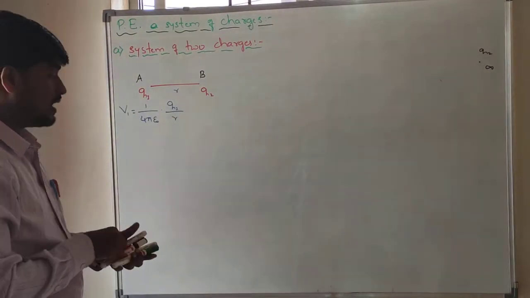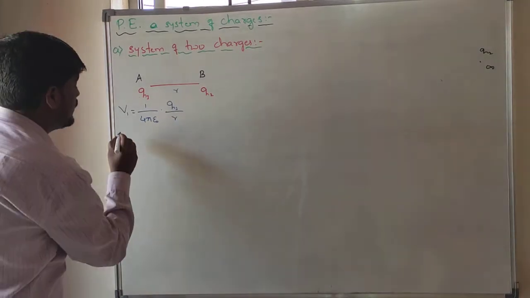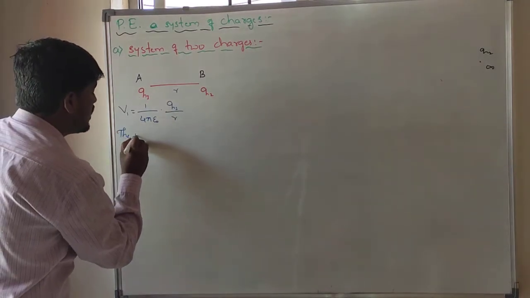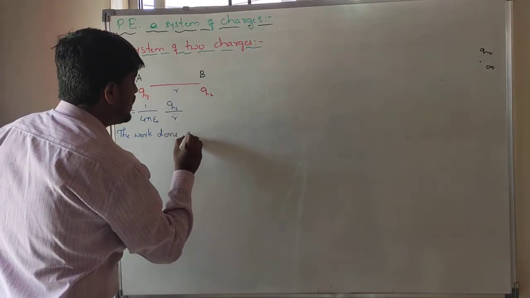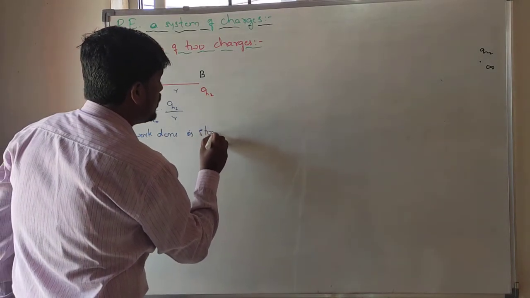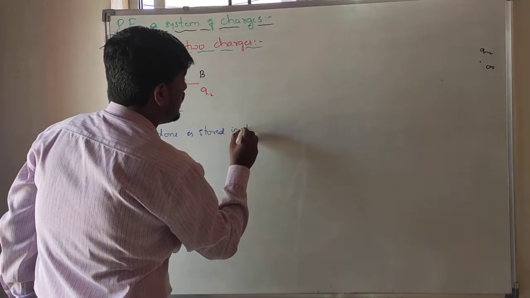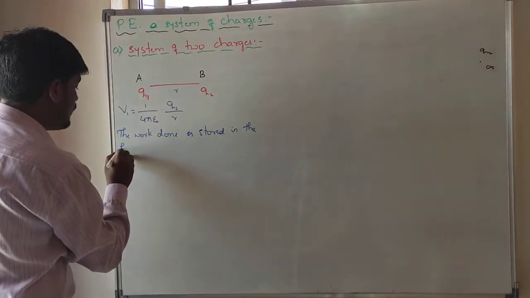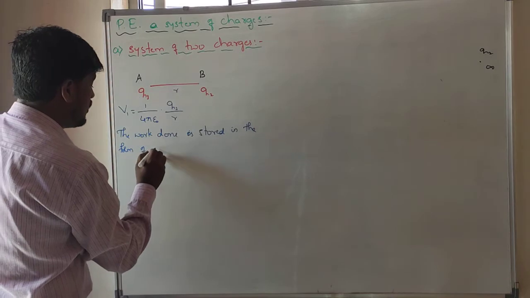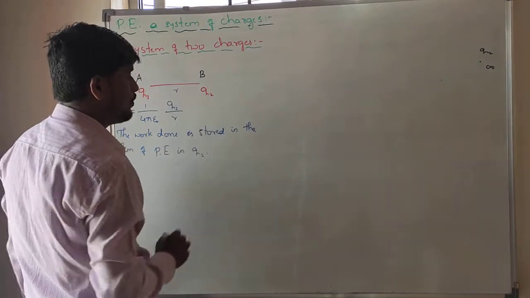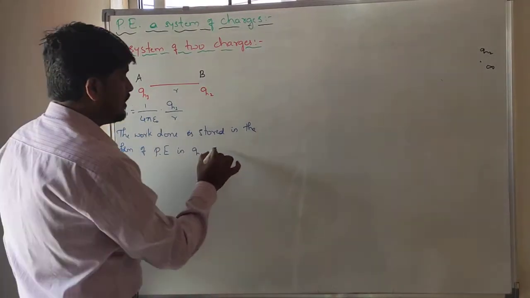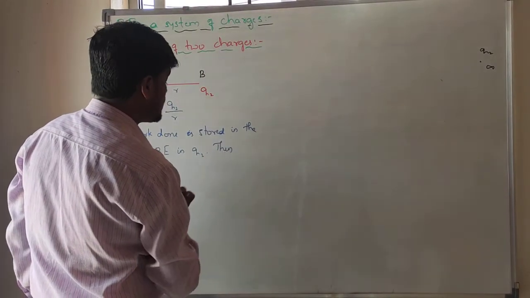I repeat once again, the work done is stored in the form of potential energy in Q2. Then what do I have to write here? The potential energy equation.